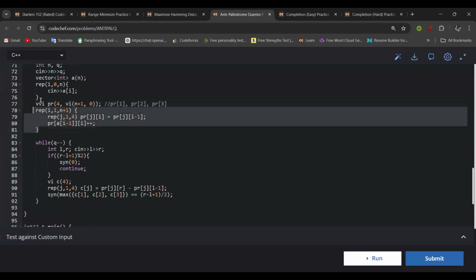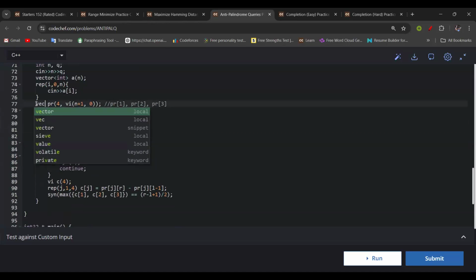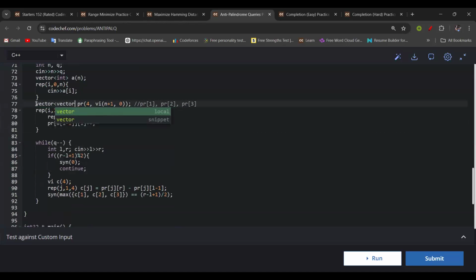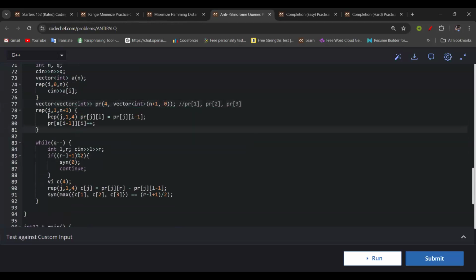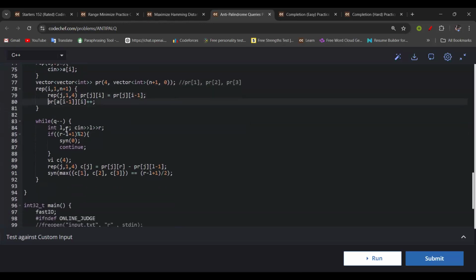Okay. Now, once I've computed these three prefix arrays, this is a vector of int. If it is not clear what I have written here, it is a vector of int. And this is a loop from 1 up to less than n plus 1, so it is a loop from 1 to n. And this is a loop from 1 to 3, since less than 4 is 3.